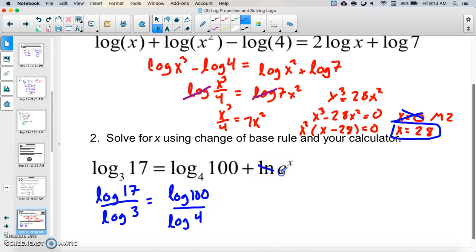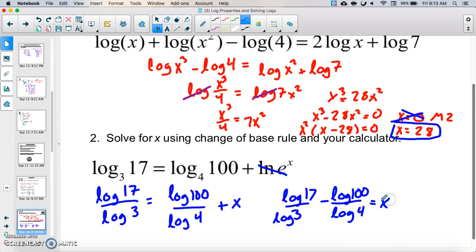Natural log of e, we know goes away, so we're just left with x there. At this point, we could just get x by itself, so we just have to subtract that over. So in the end, we're left with log 17 over log 3, minus log 100 over log 4 equals x. If this was on a non-calculator section, you could leave it like that, or you can literally type all of that in, and you're going to get about negative 0.74. So that's the way we could use change of base rule.